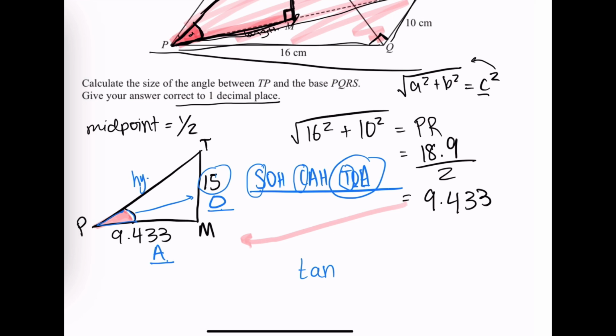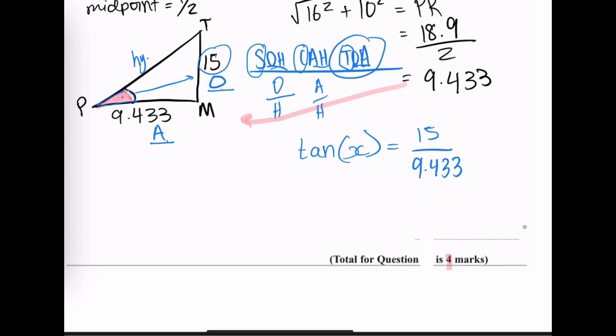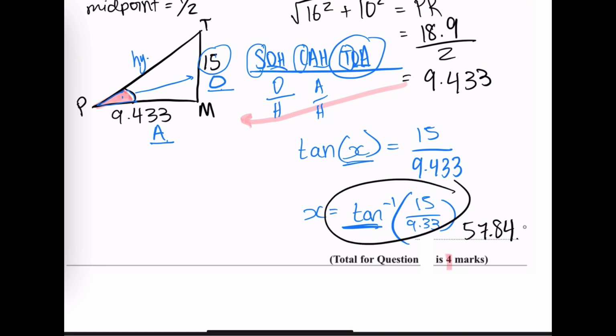So it will be tan x, where x is the angle we're looking for, equals 15 over 9.433. If you see in the equation that I use, it's always the first over the second letter. So to find x by itself, we do x equals tan inverse of 15 over 9.43. This is just a function in your calculator, and the answer turns out to be 57.84. Put this into the calculator.